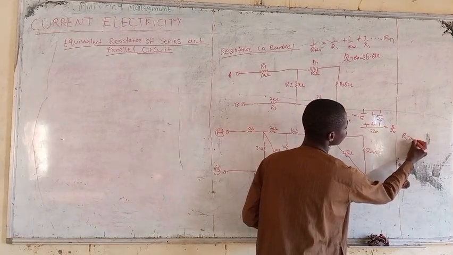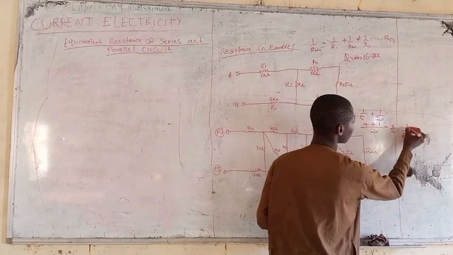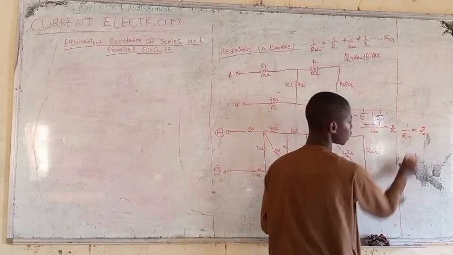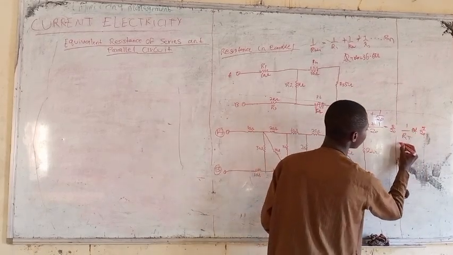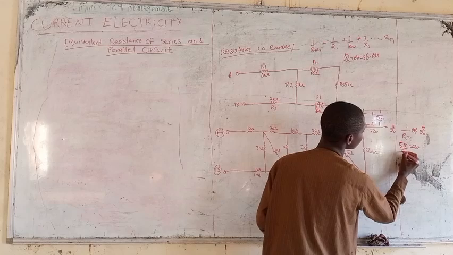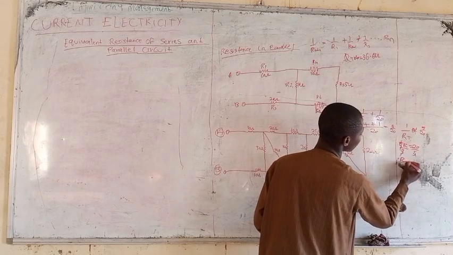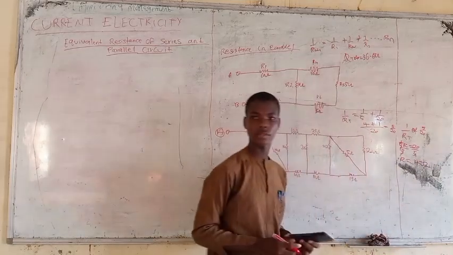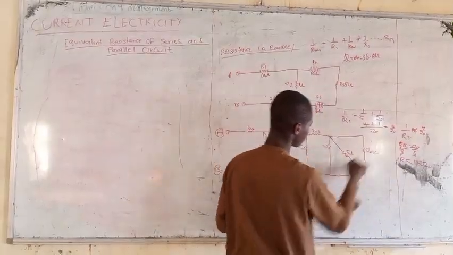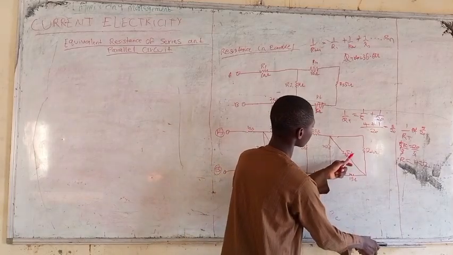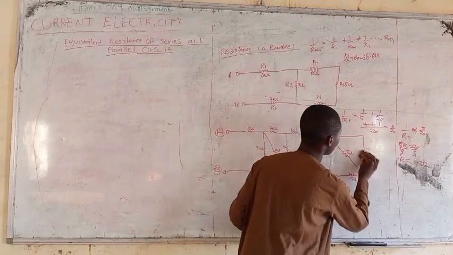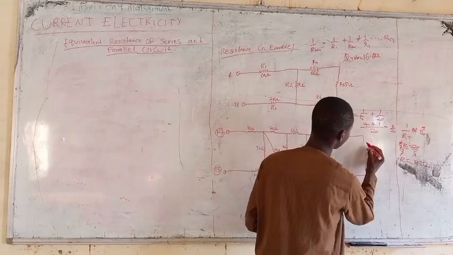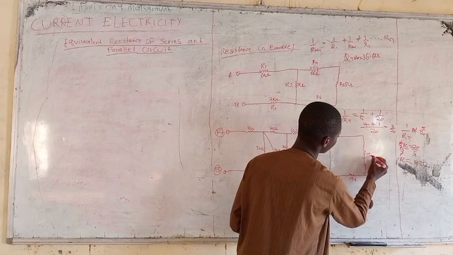Therefore, 1 over R total, because it is in parallel, is equal to 5 over 20. If we cross multiply, we have 5R is equal to 20. Divide by 5, 5 cancels 5, and R is equal to 4 ohms. That's the resistance between the 5 ohm and 20 ohm. Let's clean it. Our final answer is 4, so we put our 4 here.